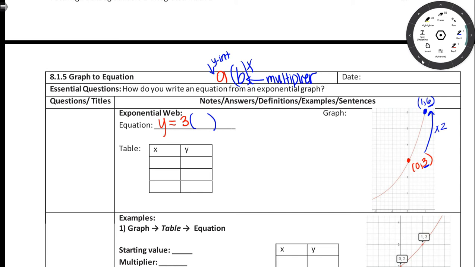So 3 times what gives me 6? 2. So that is actually my multiplier. And this table here is just a way for you to plot your points down. You can also see it clearly from a table that it multiplies by 2. And if you graphed your second point and it kept on going upward, it would be at 2, 12.